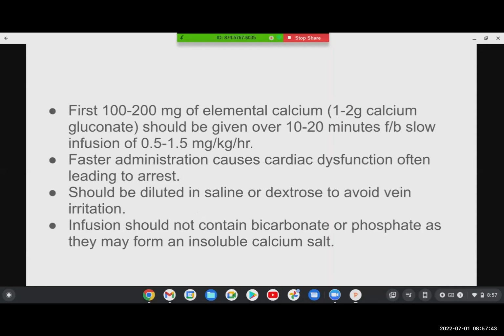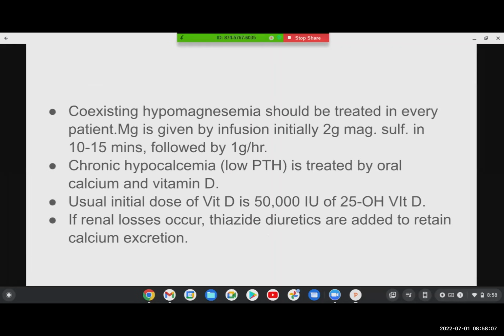The first 100 to 200 milligram is given over 10 to 20 minutes. Faster administration causes cardiac dysfunction, often leading to a cardiac arrest. It should be diluted in saline or dextrose to avoid vein irritation. And infusion should not contain bicarbonate or phosphate, as they may form an insoluble calcium salt. So bicarbonate or phosphate supplementation has to be given separately.